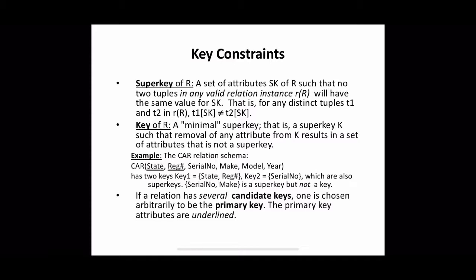So next we have to derive a key, that is some more useful concept which has no redundancy. So we can say that a key of R is a minimal super key. That is a super key K such that removal of any attribute from K results in a set of attributes that is not a super key. So a minimal super key can be called a key of a relation.